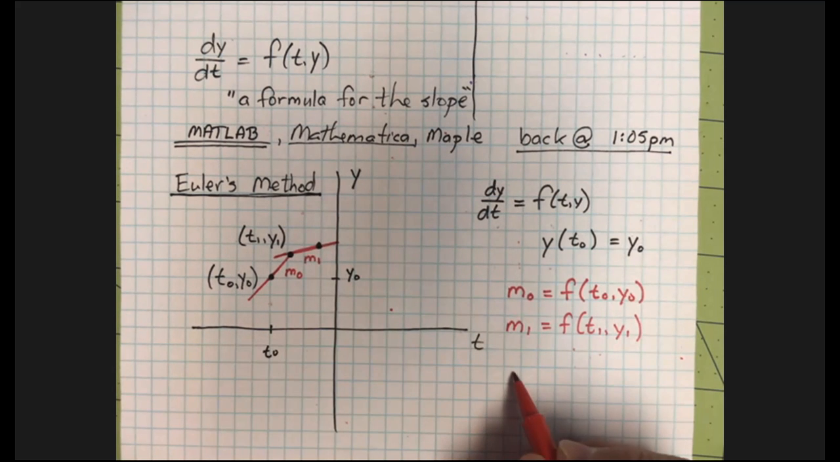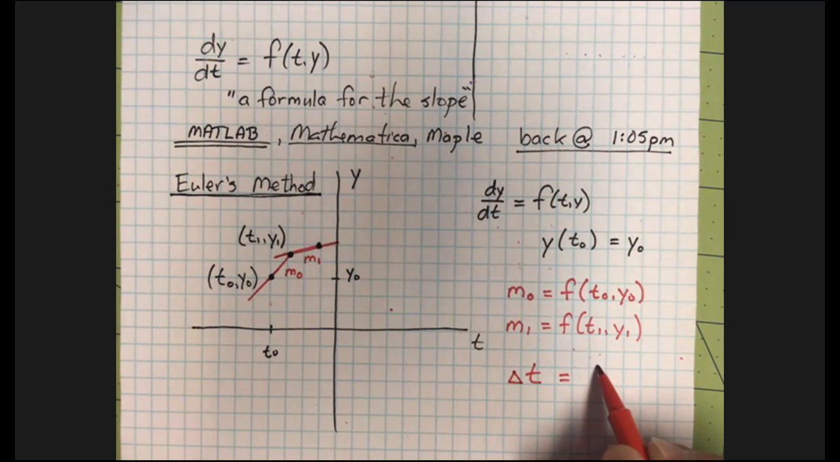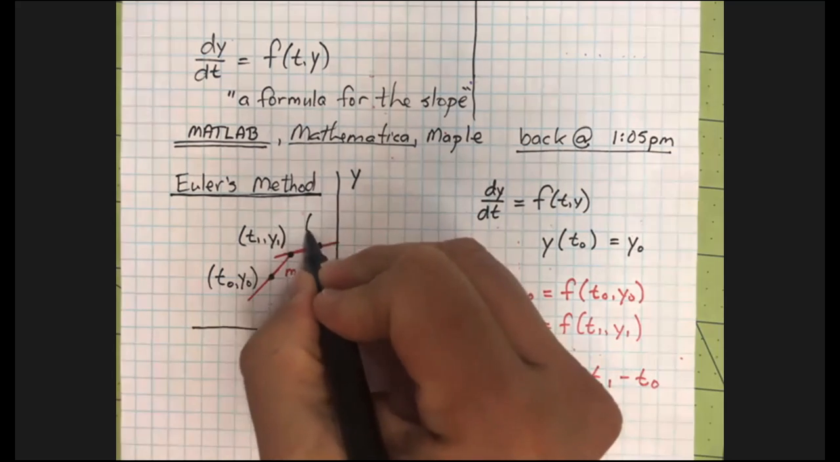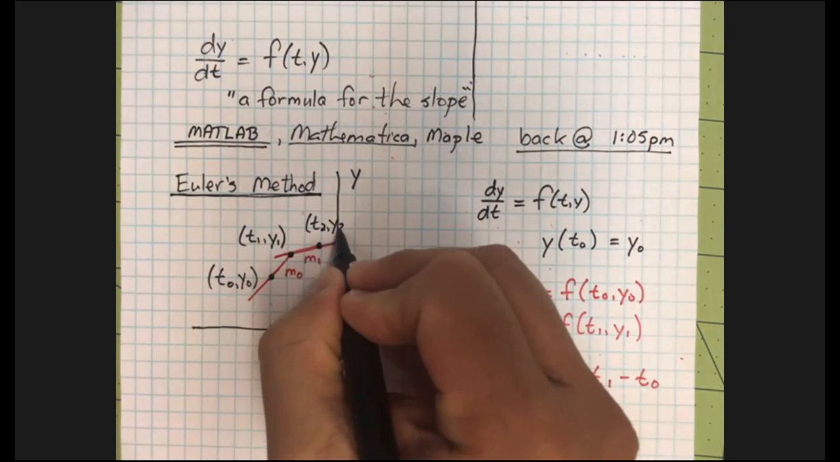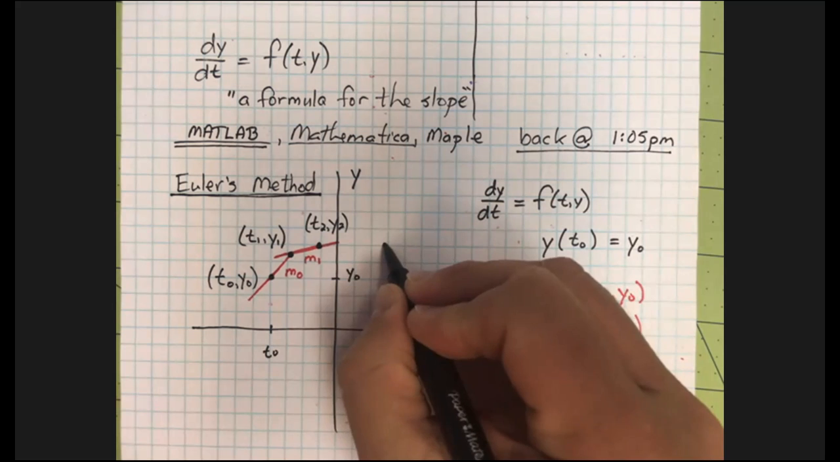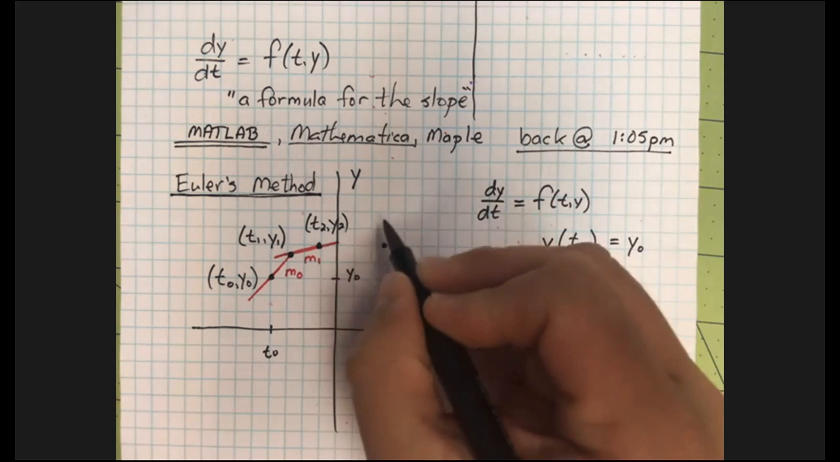We could course correct every 5 seconds. We could course correct uniformly. You know, T1 minus T0 is going to be the first time interval. But here I am at T2, Y2. I could make all of these time intervals uniform. Good.